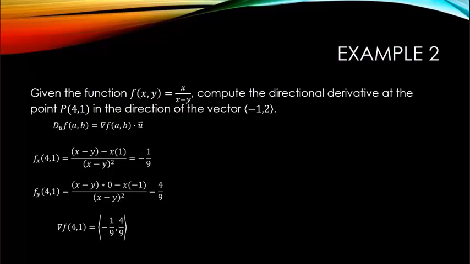My gradient of f evaluated at (4, 1) is equal to the vector with components -1/9 and 4/9. The given vector is not a unit vector. So I'm going to make it a unit vector.